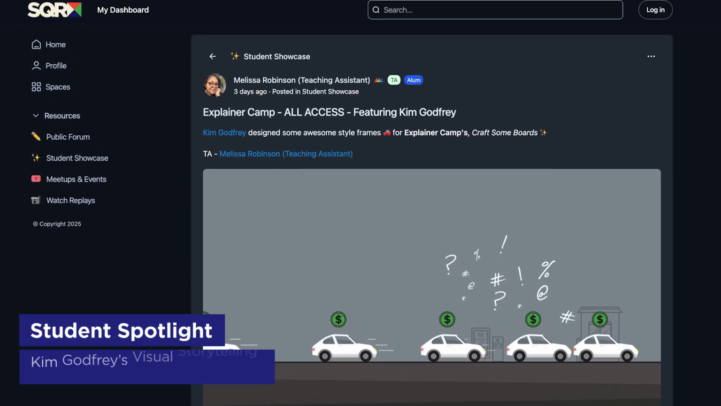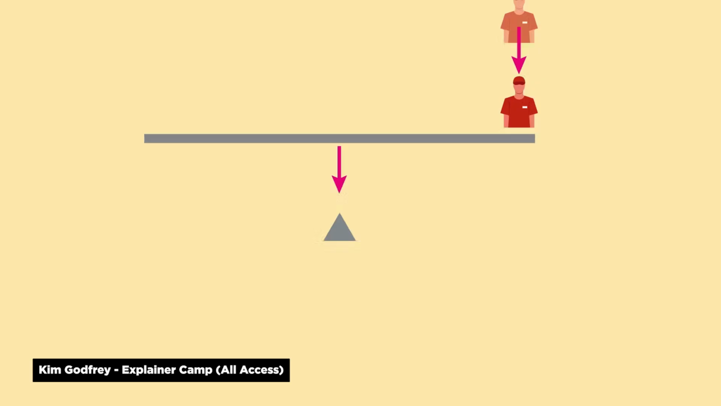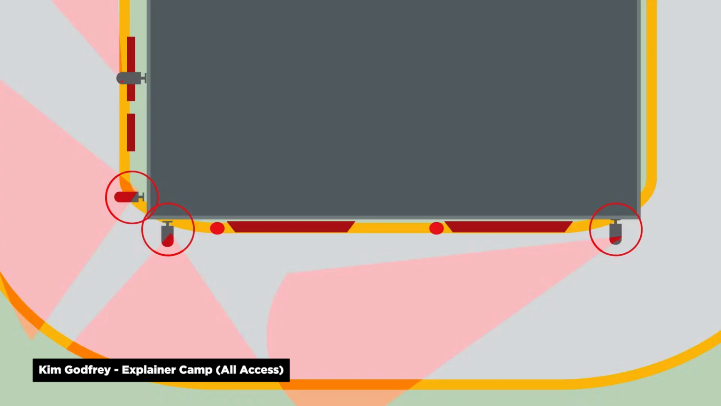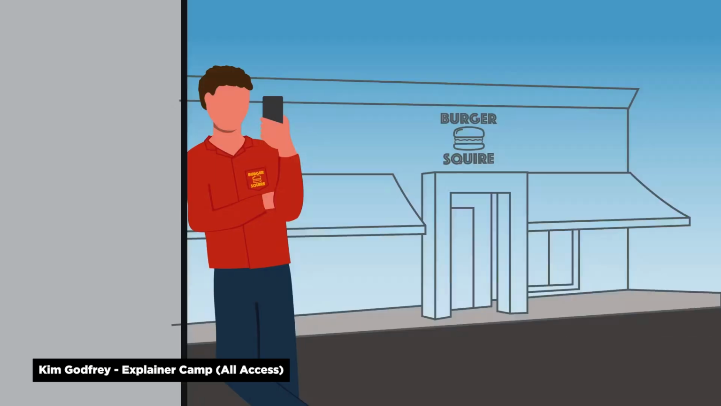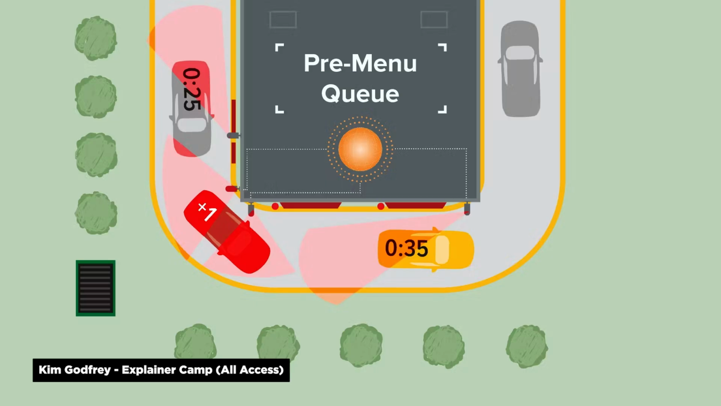Our School of Motion Student of the Week is All Access member Kim Godfrey, currently tackling Explainer Camp. With guidance from TA Melissa Robinson, Kim's storyboards are showing fantastic development in visual metaphor and implied animation. Her work demonstrates a solid grasp of core motion design principles, setting up smart solutions for the animation phase. This is exactly the kind of foundational work that leads to strong final pieces. We're excited to see where Kim takes this project.